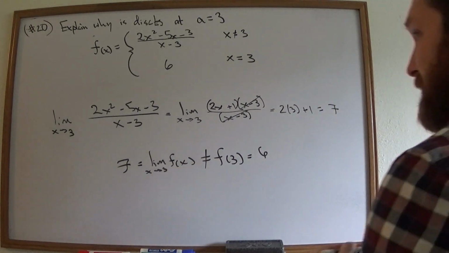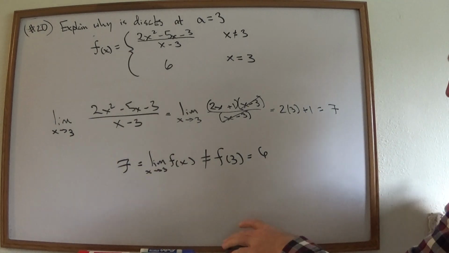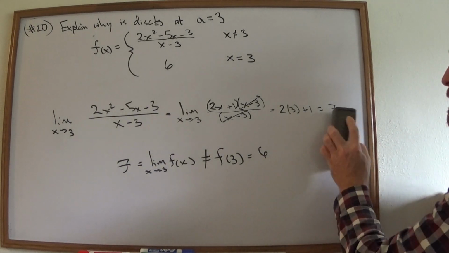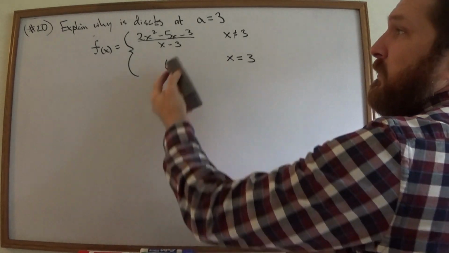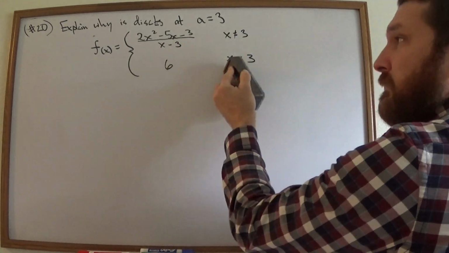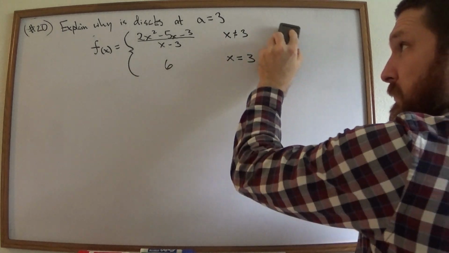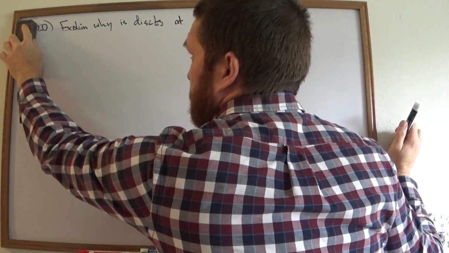And so this is a removable discontinuity. You could just redefine that thing as 7. You just say g of x equals this there, but 7 when this is there. And you're good to go. Now you have a continuous function.